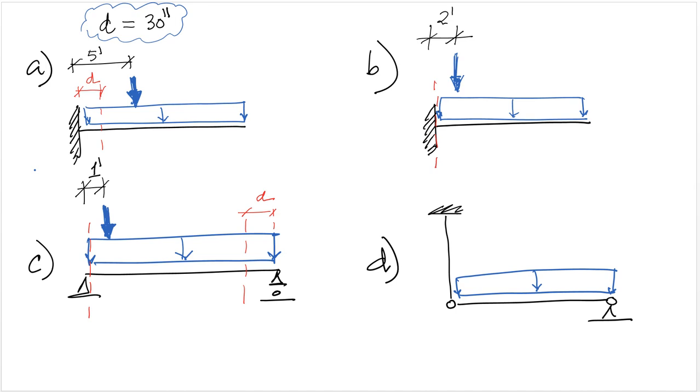Bottom right here, we have a beam with a hanging support on the left and a vertical support on the right. And so for this case here, the critical section is at a distance d, while in this case it's right at the support.